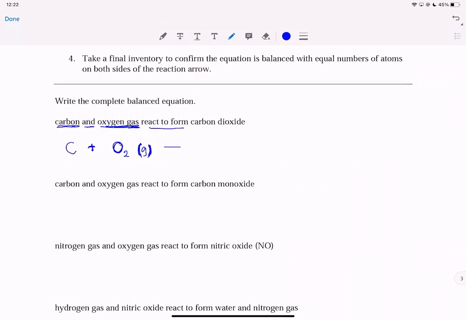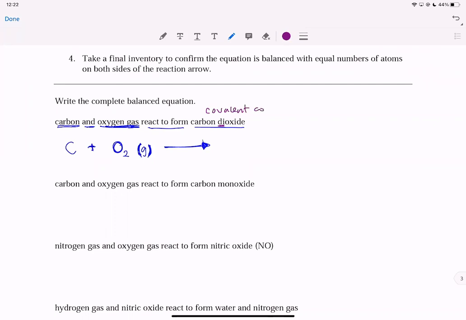"Reacts to form" is going to be an arrow. The arrow separates the reactant side, that's the left side, from the product side, that's the right side. This carbon dioxide is the compound. That's the chemical name of a covalent compound. And how do I know it's a covalent compound? Because of this prefix di. Remember those Greek prefixes: di, mono, tri, tetra. That means it's a covalent compound.